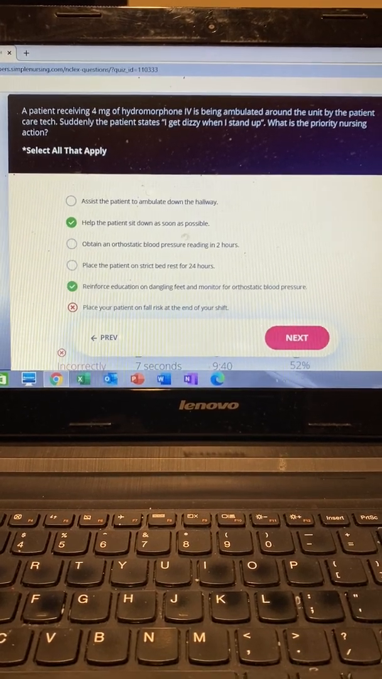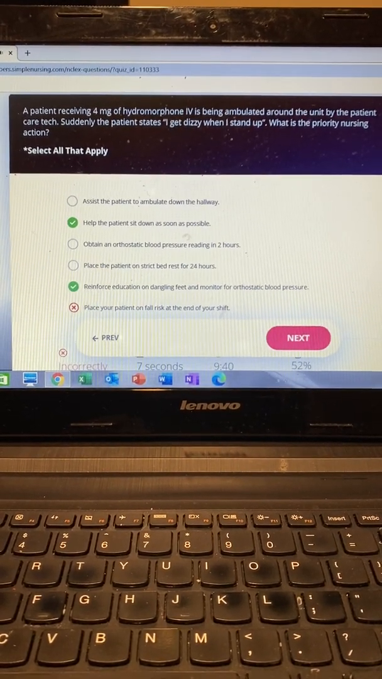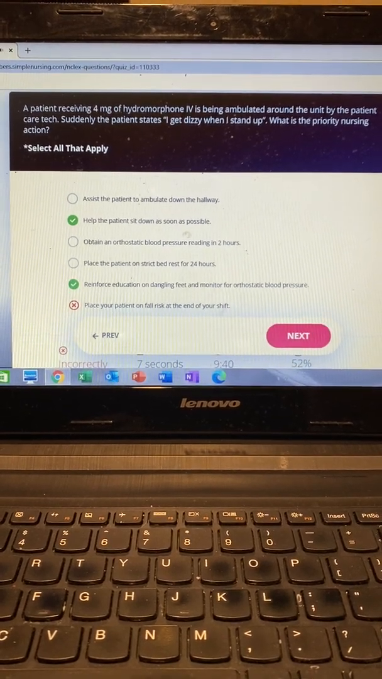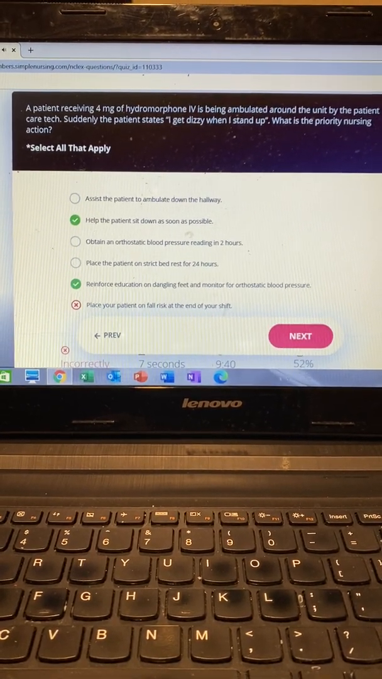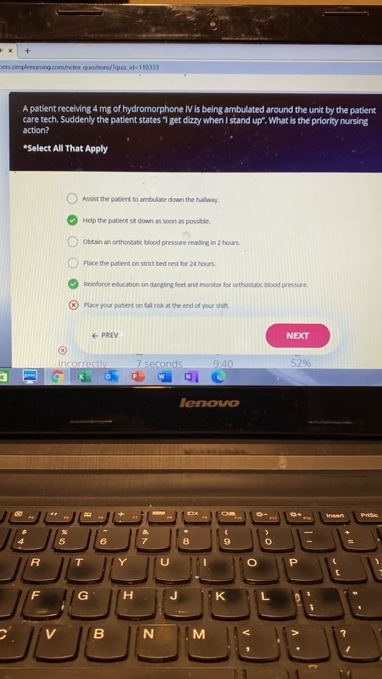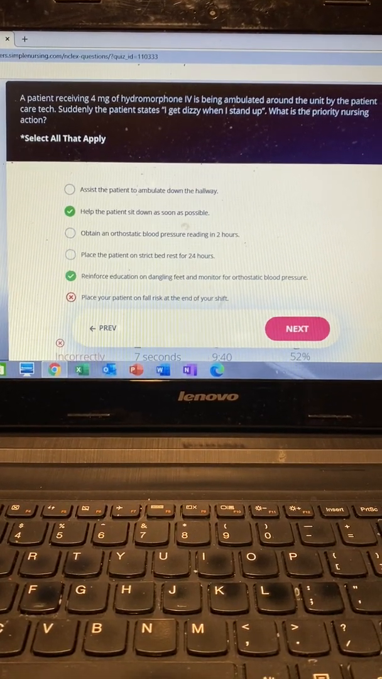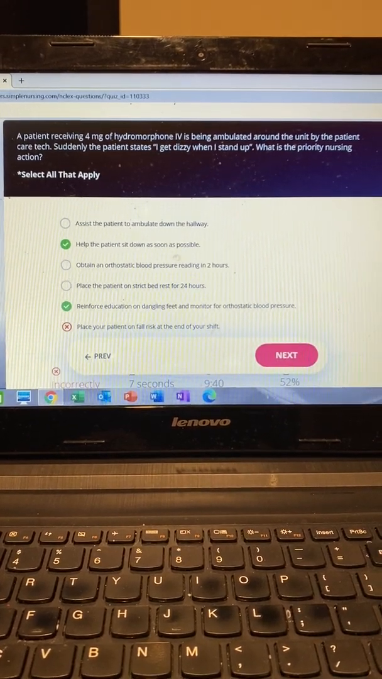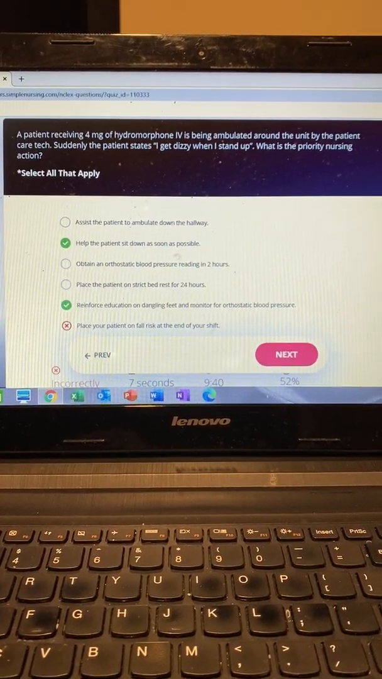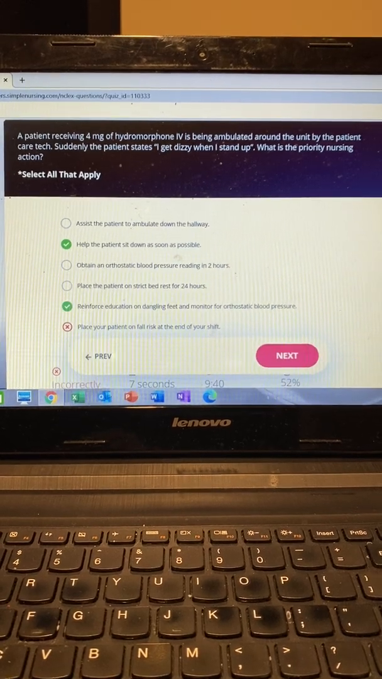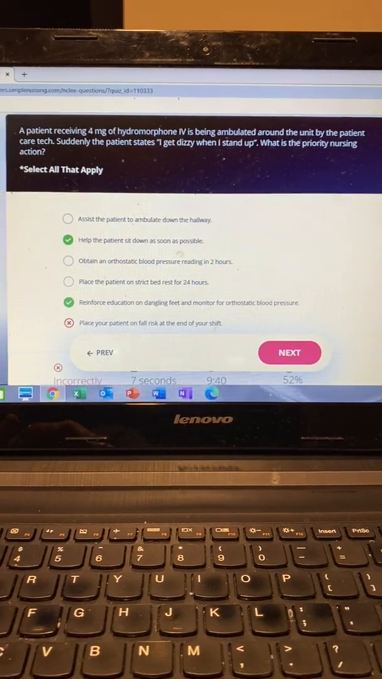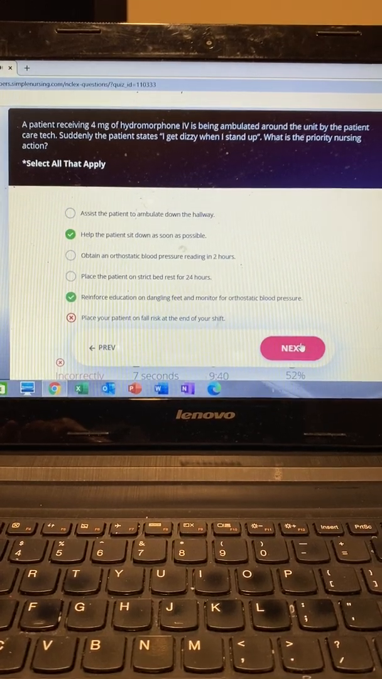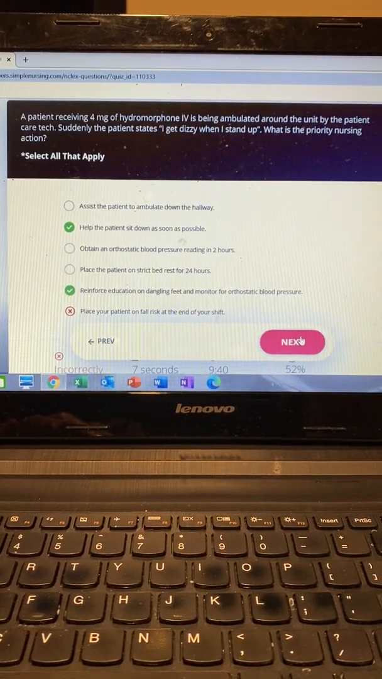And speaking of, option 5 is correct. So dangling the feet first will allow for blood flow redistribution and really stabilize the blood pressure to prevent orthostatic hypotension. So fancy words for slow position changes. And option 6 is incorrect. We always place a fall risk right now to prevent the worst possible outcome. So placing it at the end of the shift does nothing for the patient right now. So option 6 is incorrect.